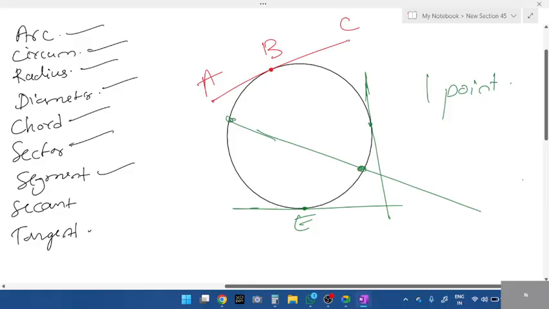So look at x and y. X and y are the 2 points, x, y, z. Z is outside. Secant is done, tangent is done.